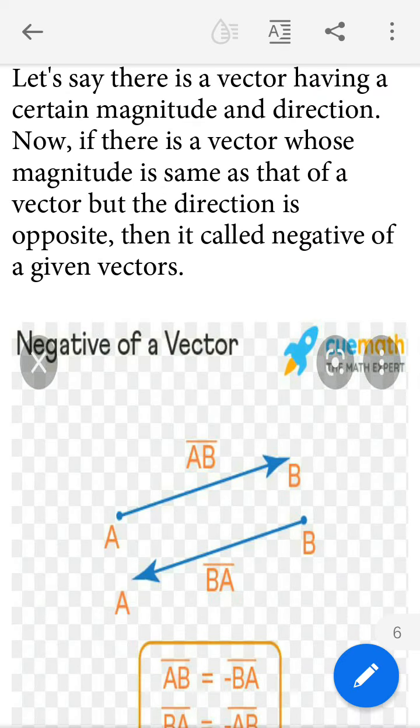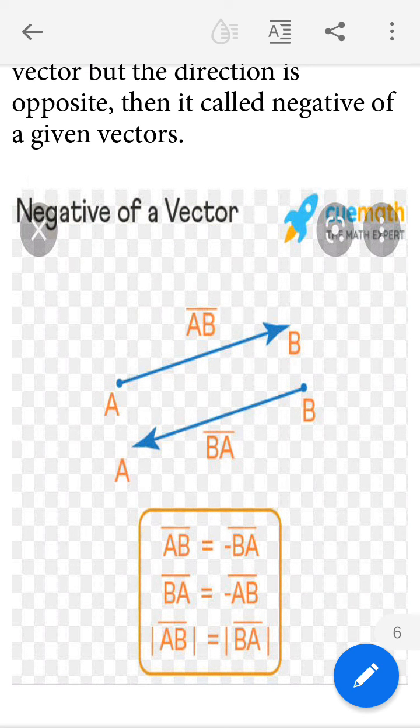So as you can see in the figure above, the first goes from A to B, then the second figure is from B to A.